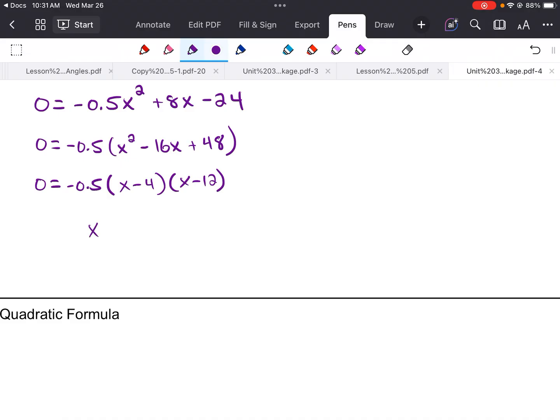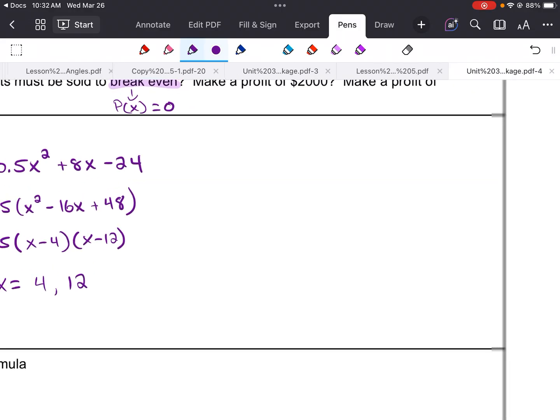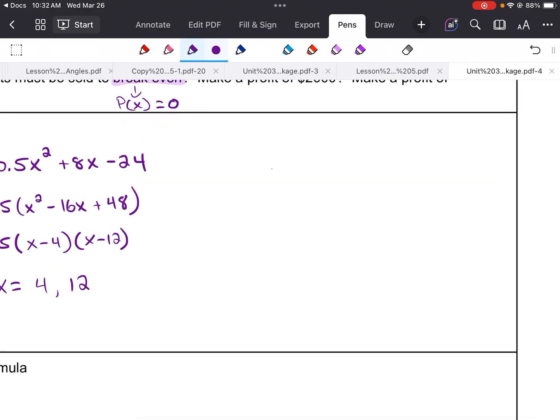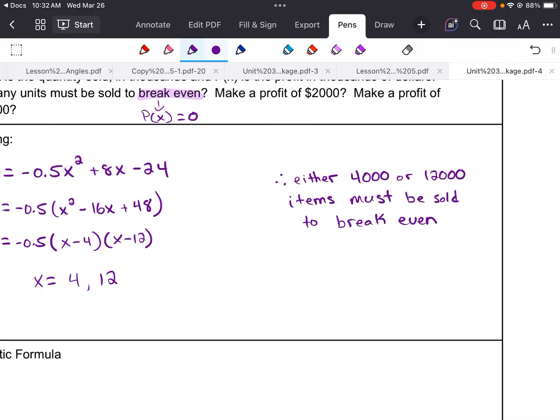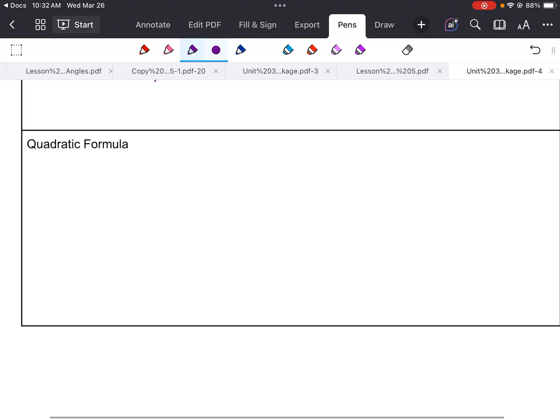All right, so that means our x values here are 4 and 12 because it's always the opposite of the bracket, and therefore either 4,000 or 12,000 items must be sold to break even. Okay, let's move on to the next one.